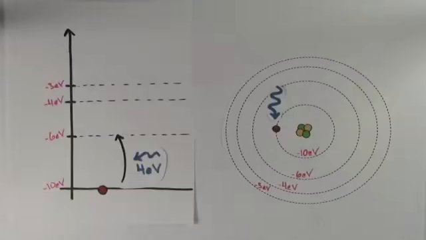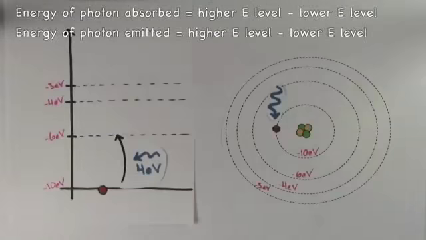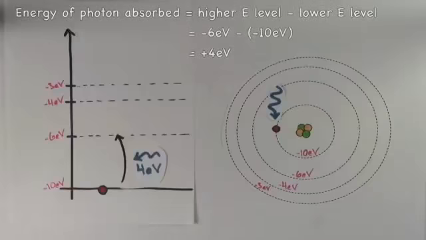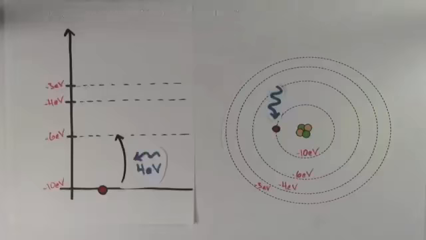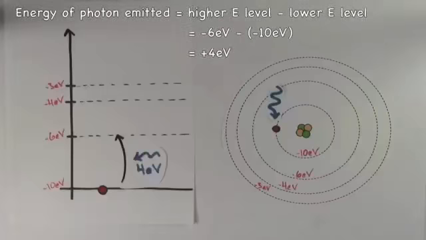In order to find the energy of the photon that was absorbed or emitted, you always take the higher energy level and subtract from it the lower energy level. So in this case, we would take negative 6 eV and subtract from it negative 10 eV, which tells us that it would take a 4 eV photon to bump an electron up to that energy level, and the electron would emit a 4 eV photon if it dropped back down from that level.